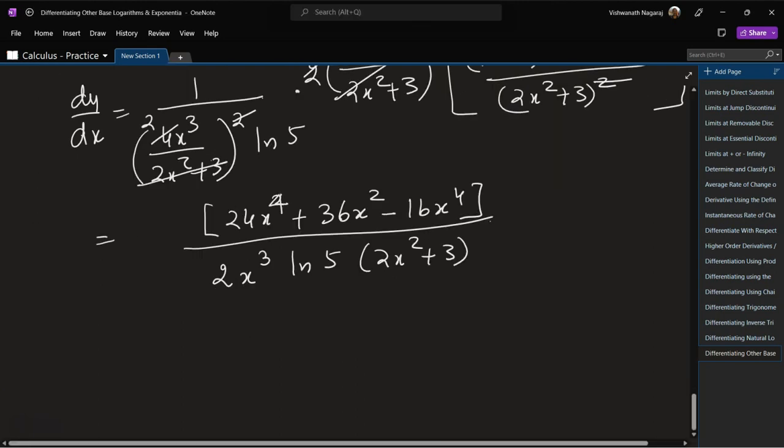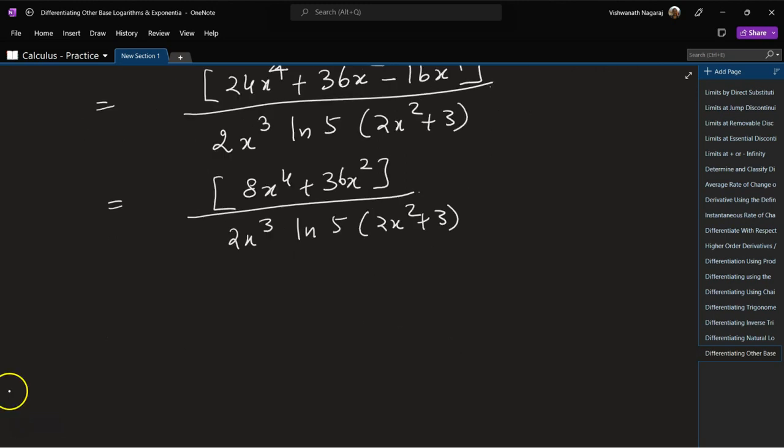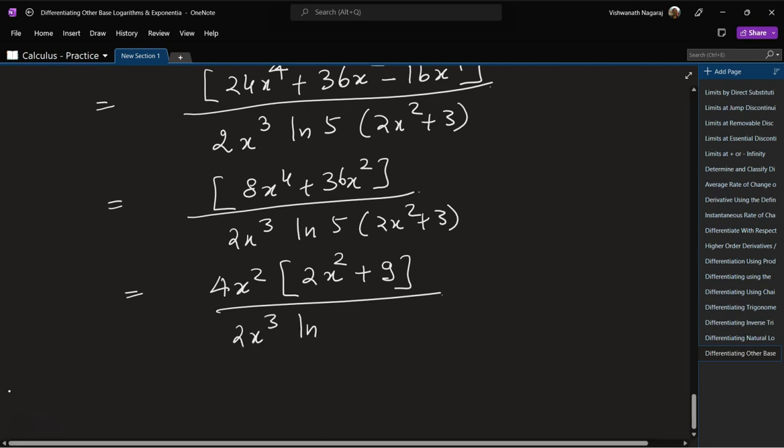I missed this too. This one, okay. So we need to be very careful. So this becomes 24 minus 16 is 8x^4 plus 36x square by 2x cube natural log of 5 times 2x square plus 3. And from this, let's take 4x square out, and we are left with 2x square plus 9 divided by 2x cube natural log of 5 times 2x square plus 3.